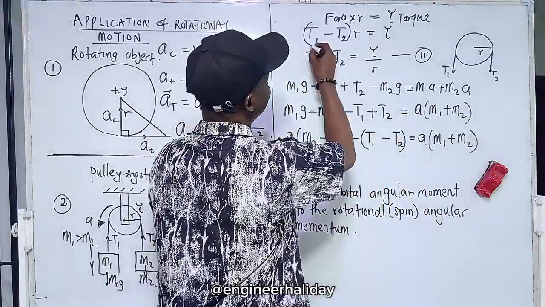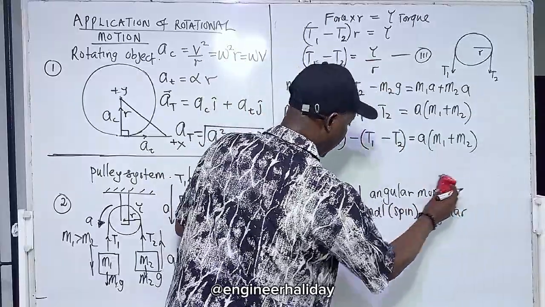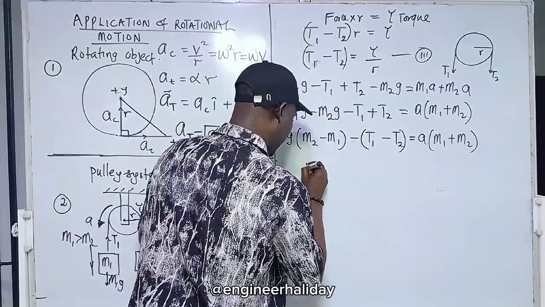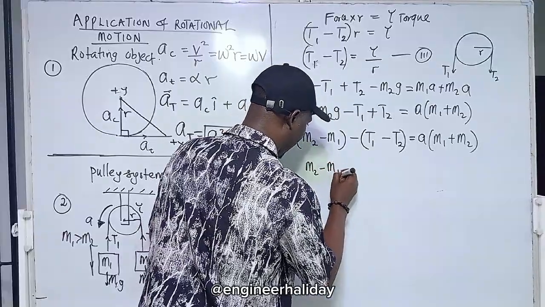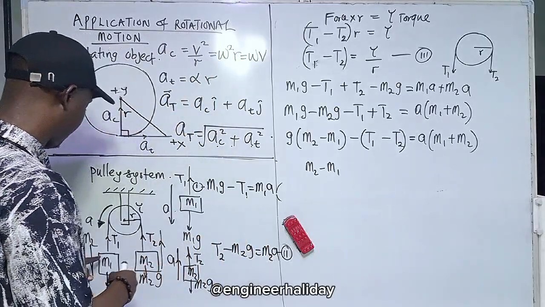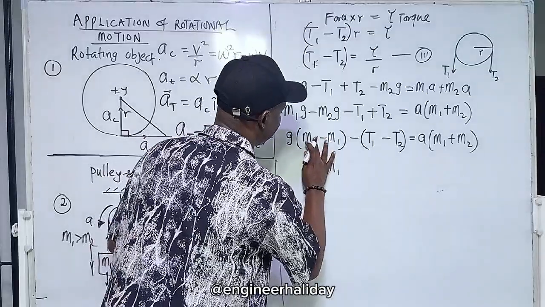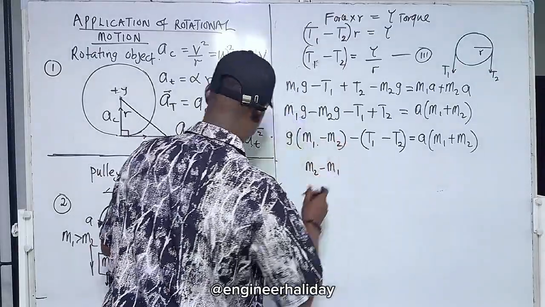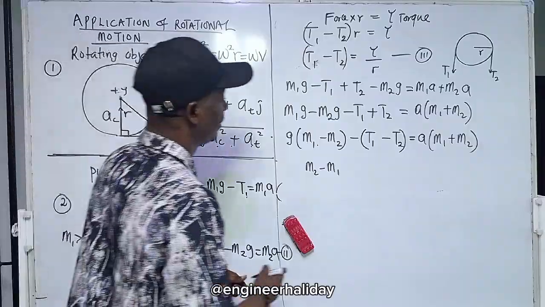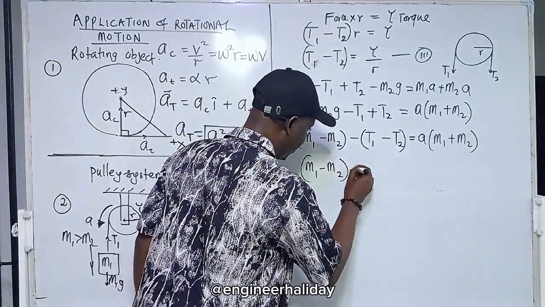So if you check this one now, is it not the same thing here? So therefore, you can now have it as plus M2 minus M1. Something is wrong here. Let me see. M1 is greater. Okay, this one is M1 minus M2. Correct. So this one now is M1 minus M2, because M1 is greater than M2, times G.